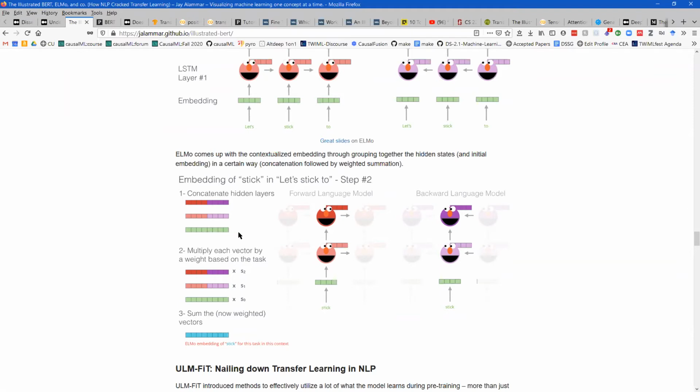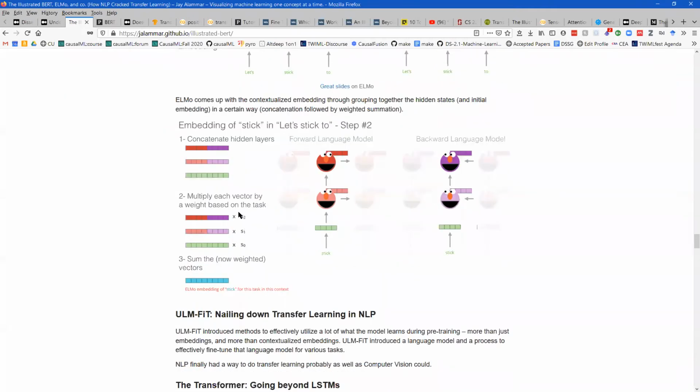Okay, thanks very much. So now, step 2 here is you multiply each of these vectors by a weight based on the task and add them together, and then that gives you the ELMo embedding of that word for this task in this context. So not only in the context of the sentence, but in the context of the task that you're trying to do. That makes sense from a grand scheme of things point of view, but I'm not sure how you get these weights based on the task, how you get this S0.